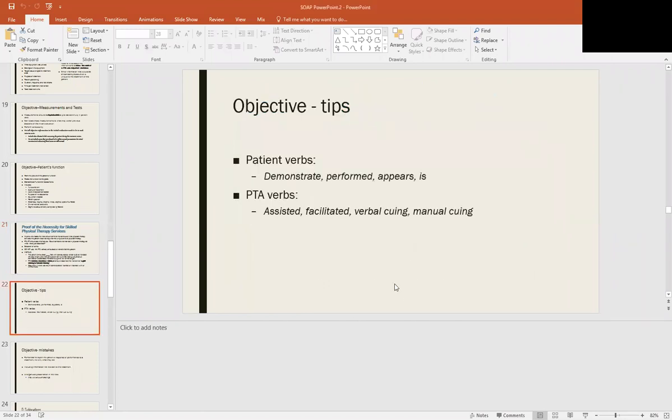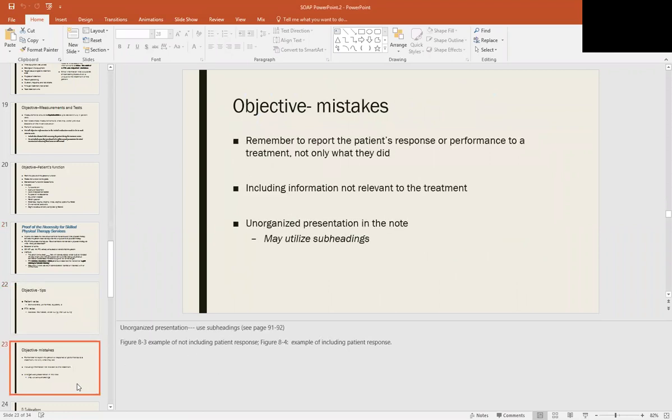All right, here are some tips for the objective. This has kind of been drilled into your head. Patient verbs, when you describe what they are doing in the treatment, you can say the patient demonstrated, performed, or appears or is. And then PTA verbs are assisted, facilitated, verbal cueing, and manual cueing, to give you guys a little information on how to write your notes.